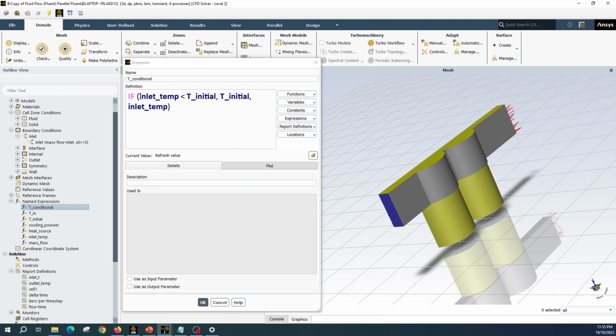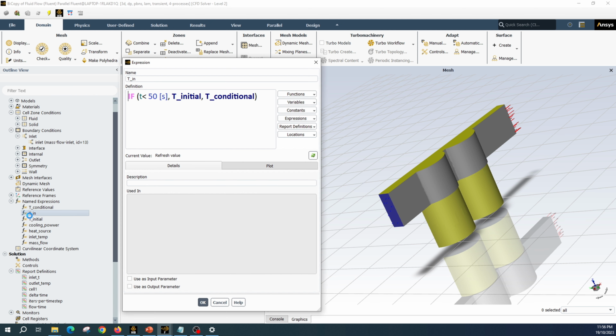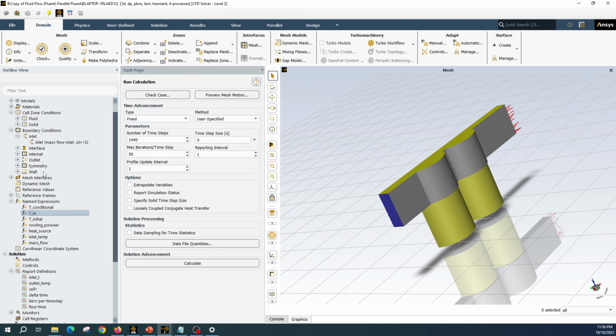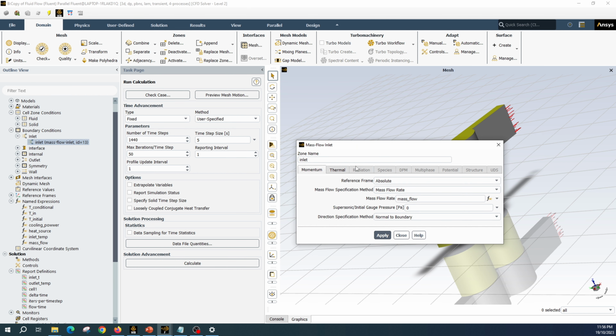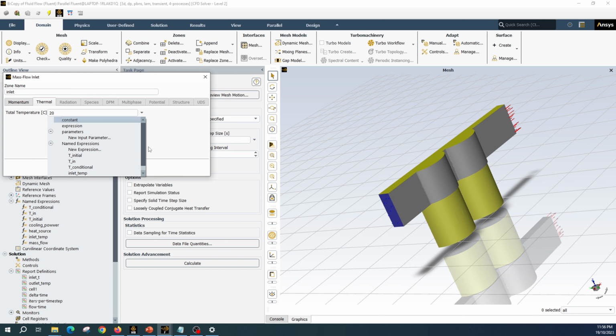In T conditional it will find another one, inlet temperature, and then for that it will come over here. So it means in our boundary condition we need to define it over here so that it can go to the lower step or lower levels. Now we will go to our boundary condition, and in thermal you can see all those temperatures would be there, because all these are temperatures.